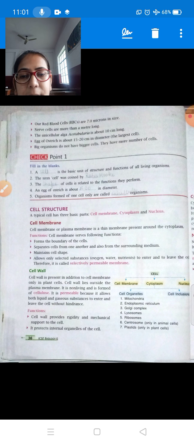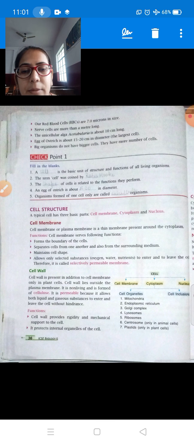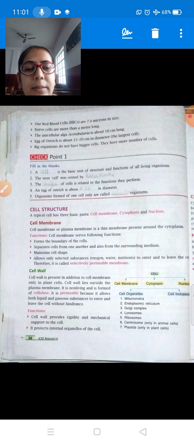Students, what is the cell membrane? Its another name is plasma membrane. The cell membrane is also called the plasma membrane, and it is a thin membrane present around the cytoplasm. Students, it is the cell's boundary. For example, there is a boundary in a playground. In the same way, the boundary by which the whole cell is surrounded is called the cell membrane. It is like the boundary of the cell.